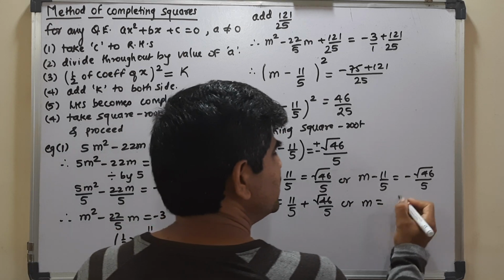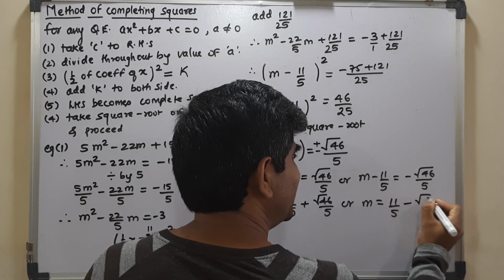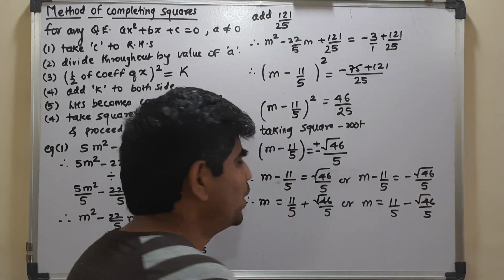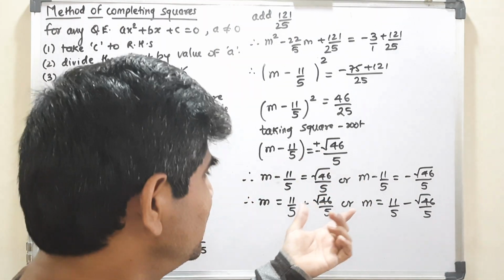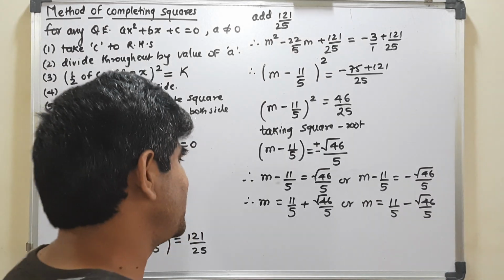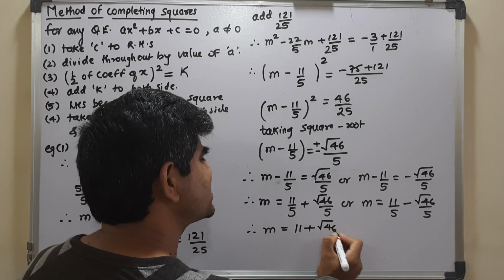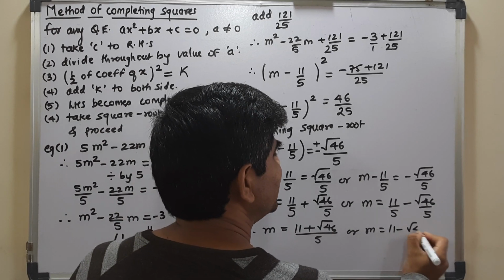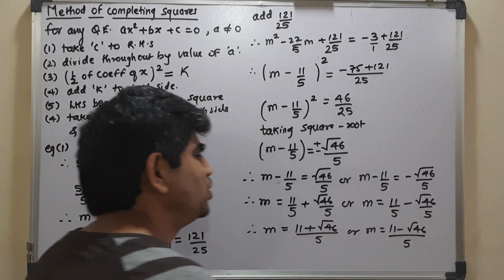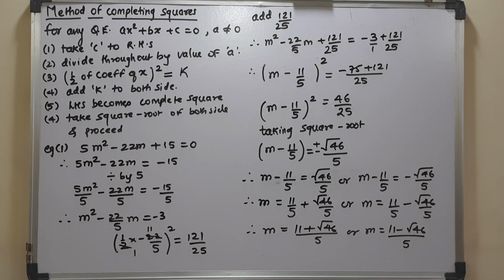or m is equal to 11 by 5. I told you it is going to become plus, so I am taking it first, minus under root 46 by 5. Okay? Now the value of m I got is a mixture of rational and irrational. The denominator is common, so I can make a common denominator over here. That is, m is equal to 11 plus root 46 by 5, or m is equal to 11 minus root 46 by 5. So you got the two values of m, which is 11 plus root 46 by 5, and the second value is 11 minus root 46 by 5.